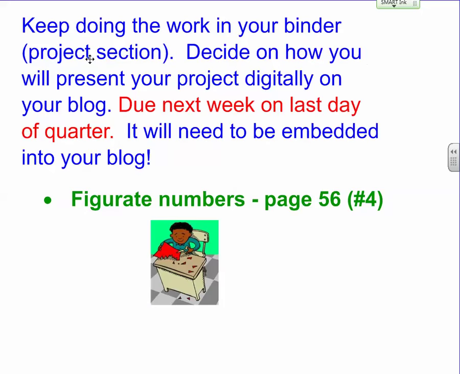Keep doing your project work in the project section of your binder, but next week, on the last day of the quarter, it's due to be finished, whether you do it in PowerPoint or in Prezi. Choose whatever software you want to demonstrate and show all the parts of your project, which is the figure it numbers on page 56, project number 4. And I will actually show you how to embed it into a blog post in WordPress on Friday, but it has to be finished so we can do that on Friday.